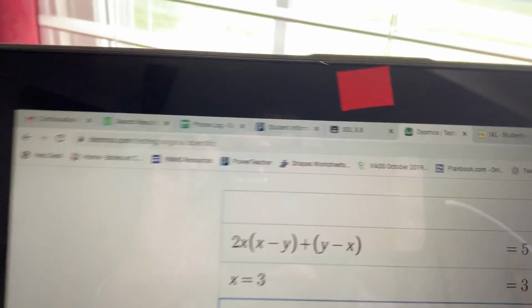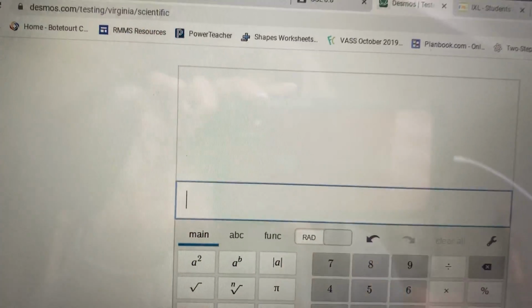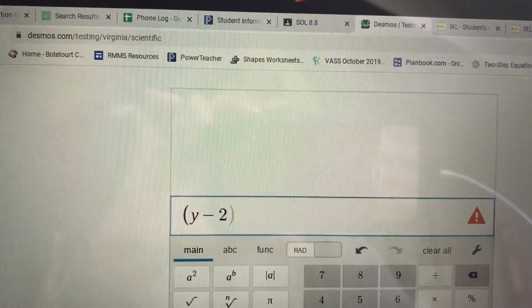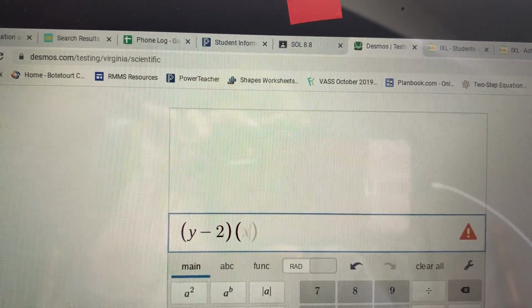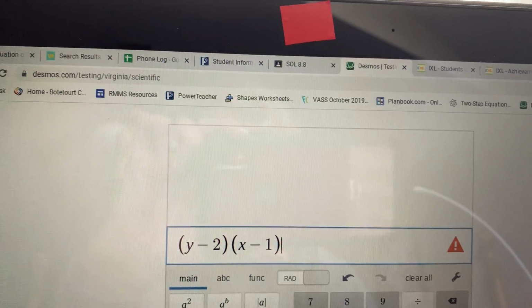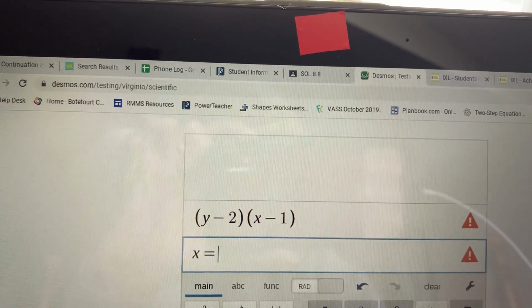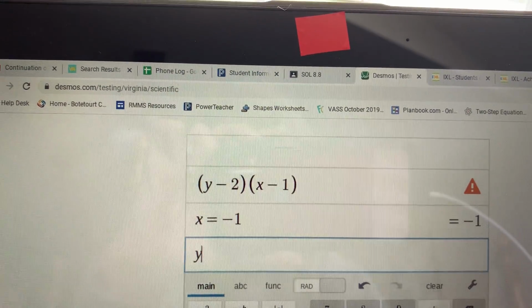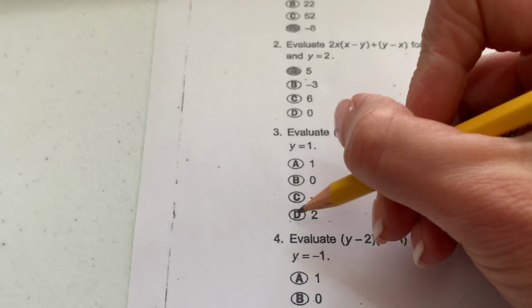All right. So let's go back and clear this out, and let's do number 3. Number 3 says parentheses, y minus 2, close your parentheses, times, new set of parentheses, x minus 1, close the parentheses, and then we're going to go down and do x equals -1, and y equals 1. And we can see that our answer for this one is 2. And on our sheet, 2 is answer choice D.